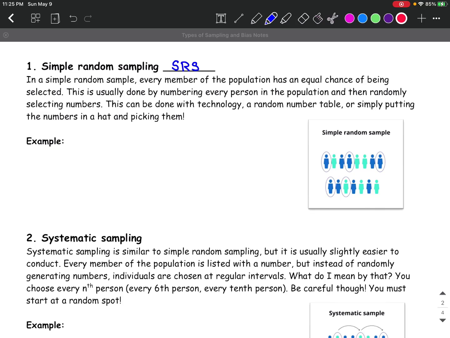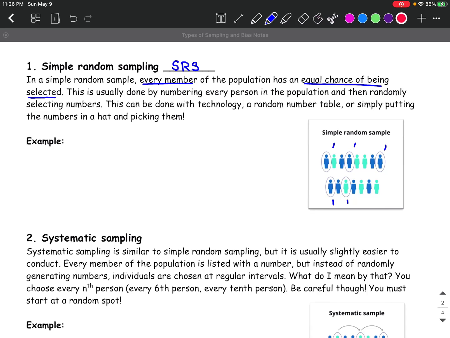In a simple random sample, every member of the population has an equal chance of being selected. This is usually done by numbering every person in the population and then randomly selecting the numbers. It can be done with a technology and a random number generator. It can be done by putting names in a hat and pulling them out, whatever it takes. Now, so here's again the population, and we're just randomly picking certain people out. That's a simple random sampling.